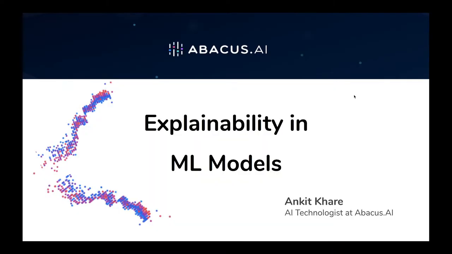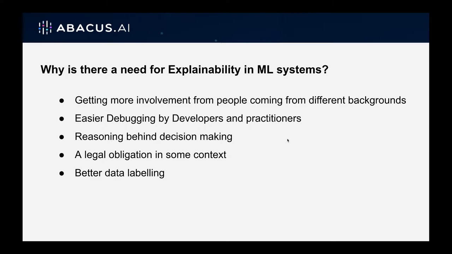Okay, so let's start. As already mentioned, the title is Explainability in ML Models. The nature of AI in industry, as well as most of academia right now, is mostly concerned with machine learning. That's why, when we talk about explainability, the field has advanced quite a bit, but only in the world of machine learning. So with that, let's get going with why we need explainability in the first place.